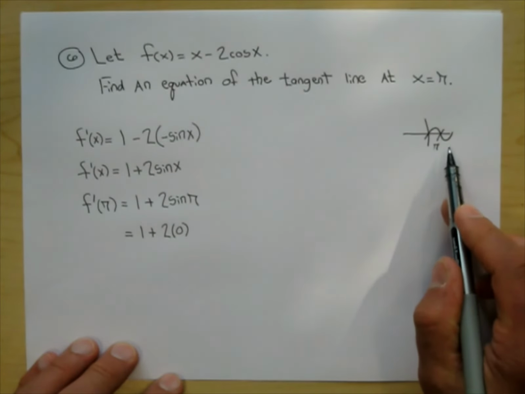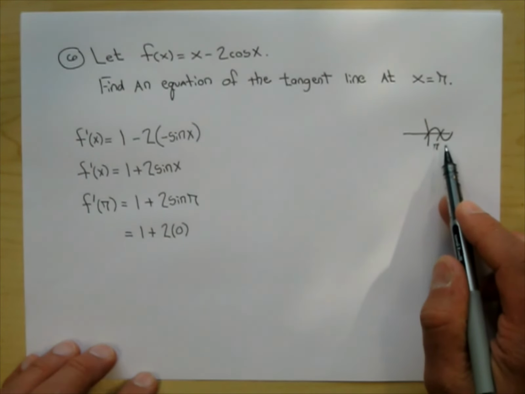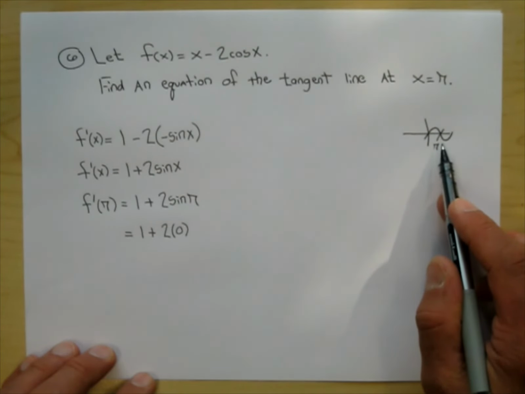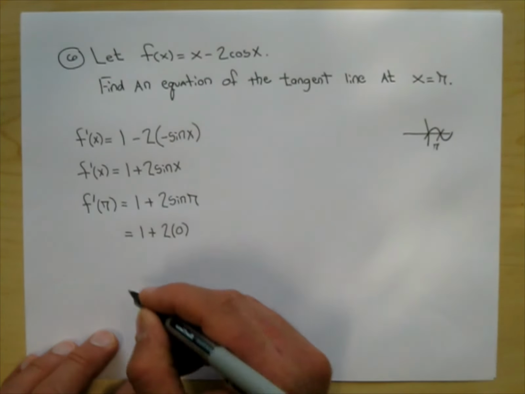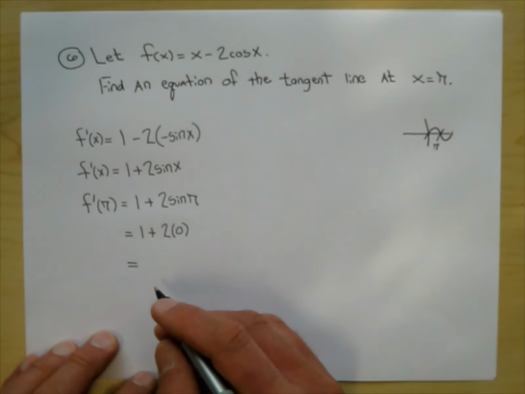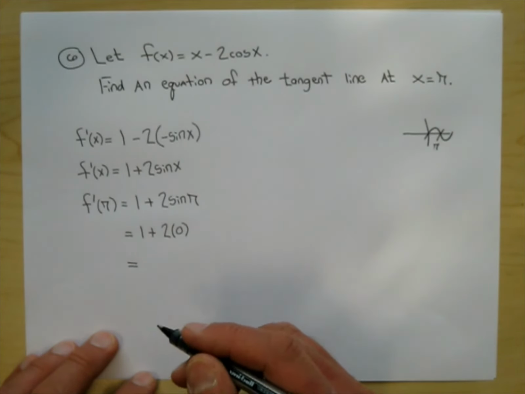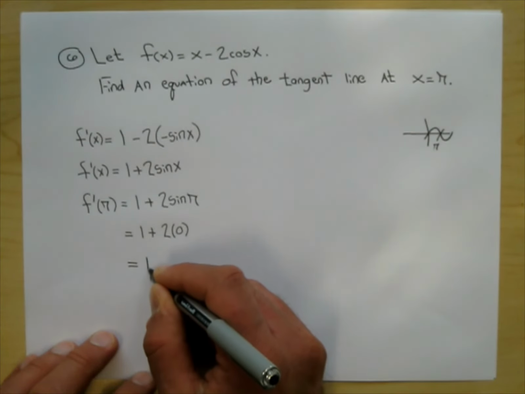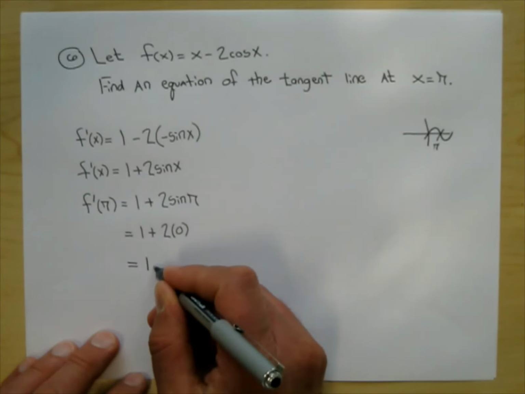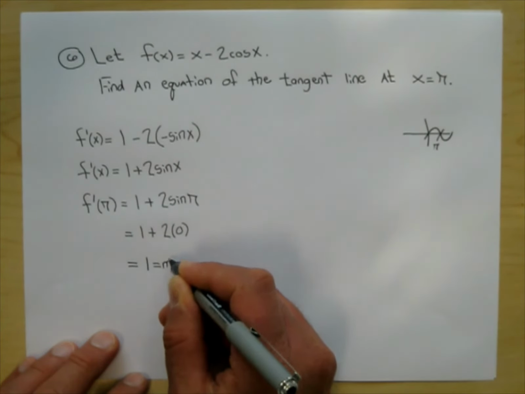Now a lot of people, instead of drawing the sine graph, would just pull out their calculator and do sine of pi. With these lectures, I always try to do everything by hand unless I absolutely need a calculator. Now, all you purists out there will go, yeah, I like that. So the answer is 1. This is the slope.